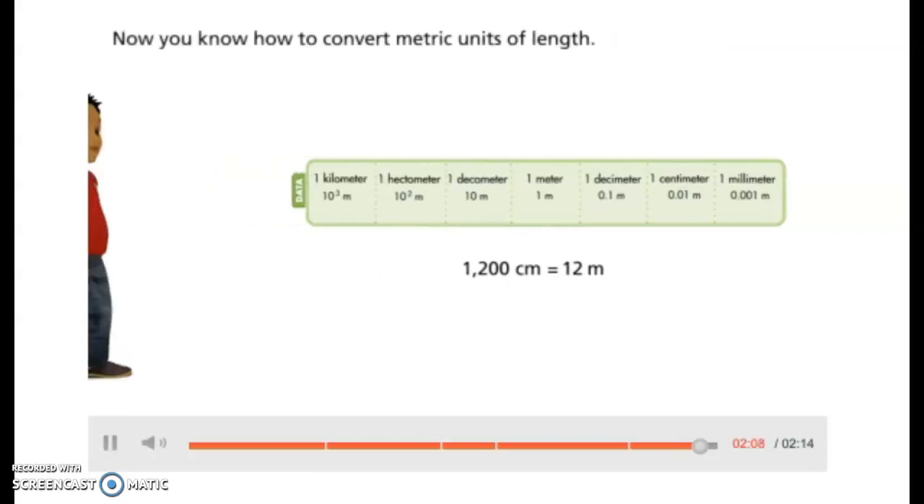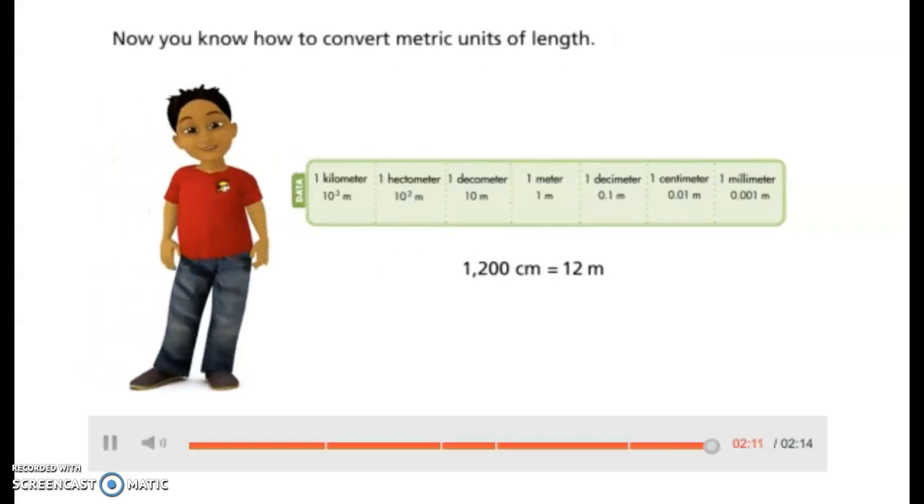Now you know how to convert metric units of length. Great job!